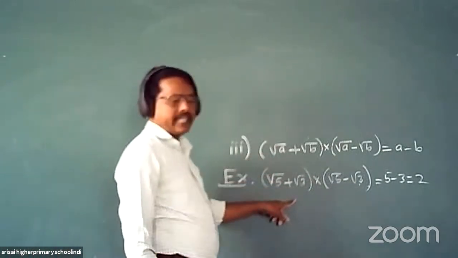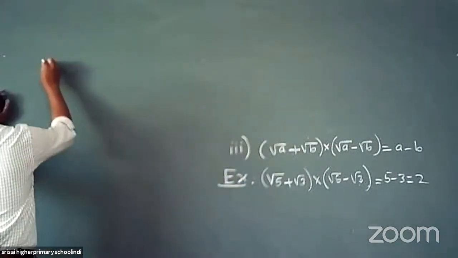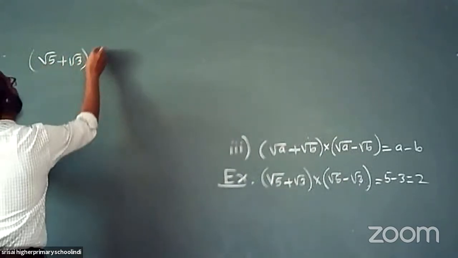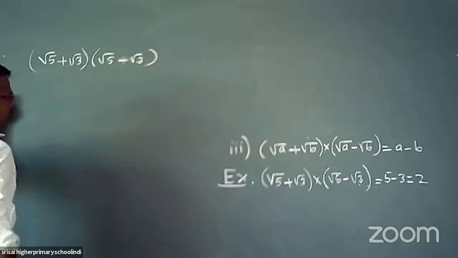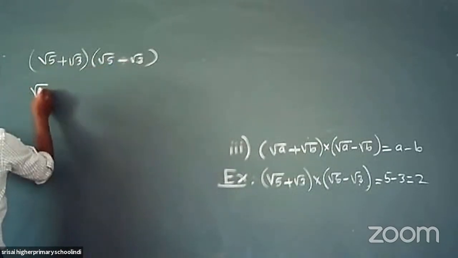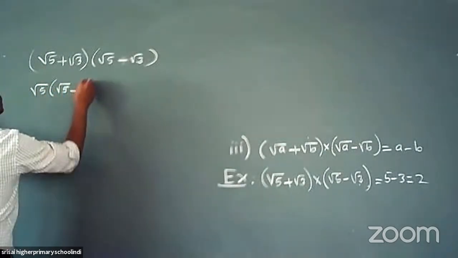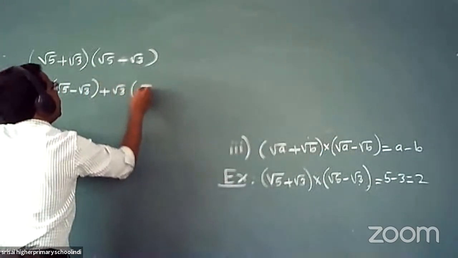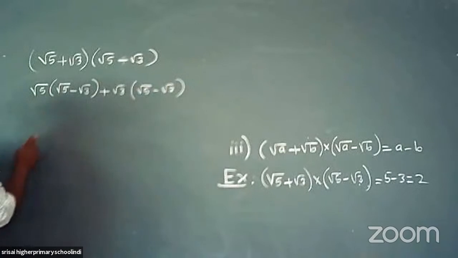Students, it is using the identity. You can multiply also. I will explain how to multiply this. Just you can understand right now. Square root of 5 plus square root of 3 into square root of 5 minus square root of 3 is to be multiplied. If you don't know the identity, how to do? Multiply these two. Multiply this bracket by square root of 5: square root of 5 into bracket square root of 5 minus square root of 3, plus square root of 3 into bracket square root of 5 minus square root of 3. Now multiply square root of 5 into square root of 5. It is 5.